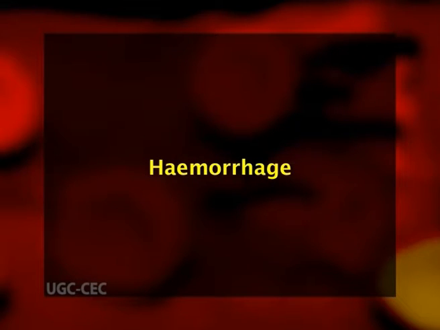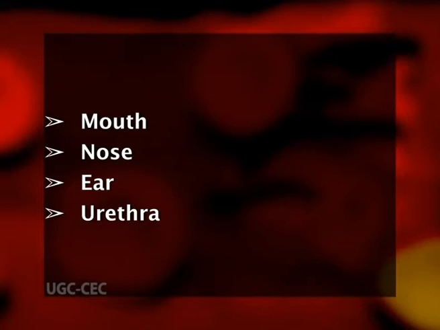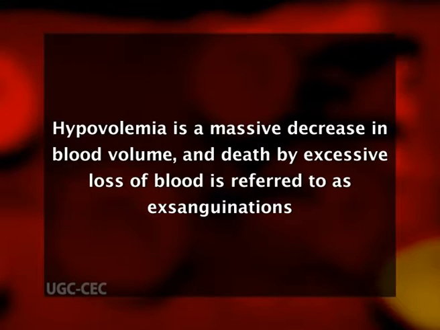Now coming to the last part of our today's lecture, that is hemorrhage. Bleeding, technically known as hemorrhaging, is blood escaping from the circulatory system. Bleeding can occur internally, where blood leaks from blood vessels inside the body, or externally, either through a natural opening such as the mouth, nose, ear, urethra, etc. Hypovolemia is a massive decrease in blood volume, and death by excessive loss of blood is referred to as exsanguination.